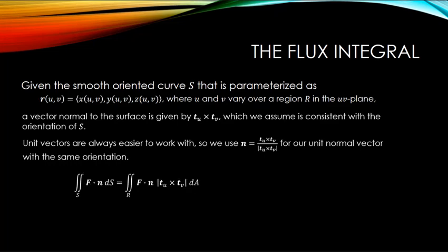So my double integral over S of f dot n dS, which is equal to the double integral over R of f dot n times the magnitude of t sub u cross t sub v dA, can now be written as the double integral over R of f dotted with t sub u cross t sub v, divided by the magnitude of t sub u cross t sub v, times the magnitude of t sub u cross t sub v dA. But the magnitudes of t sub u cross t sub v cancel, leaving me with a double integral over R of f dotted with the cross product of t sub u crossed with t sub v dA.